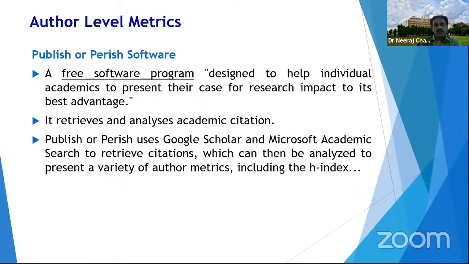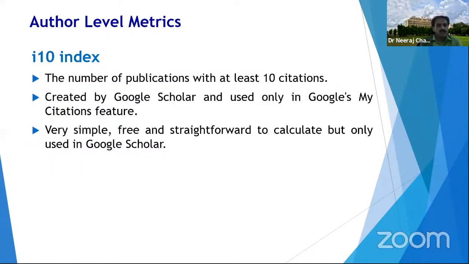For judging author-level metrics, Publish or Perish software is also one of the tools for measuring the author. This is one of the free software designed to help individual academics present their case for research impact to best advantage. It retrieves and analyzes academic citations. Publish or Perish uses Google Scholar and Microsoft Academic Search to retrieve the citations, which can then be analyzed to present a variety of author metrics, including the H index. So this is Publish or Perish software, which is used for this.